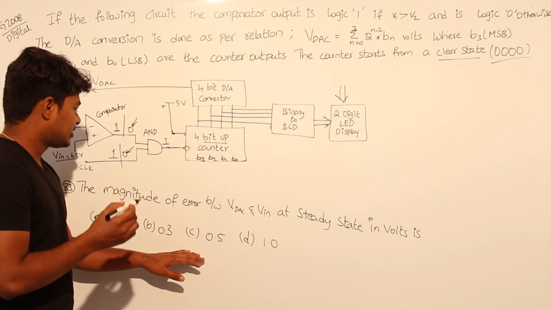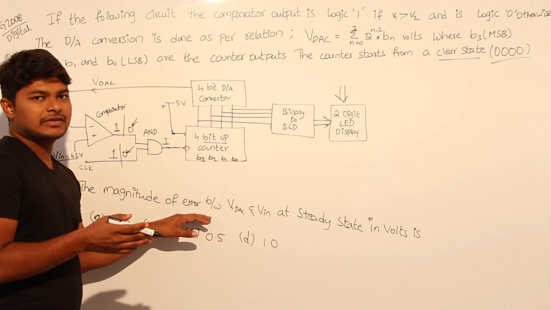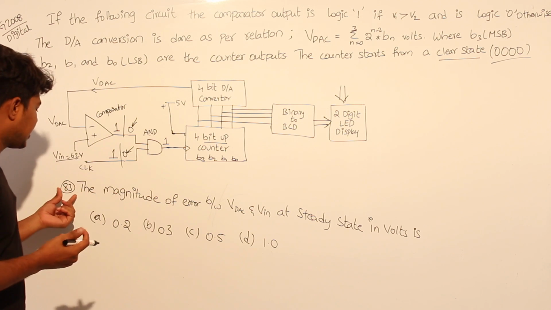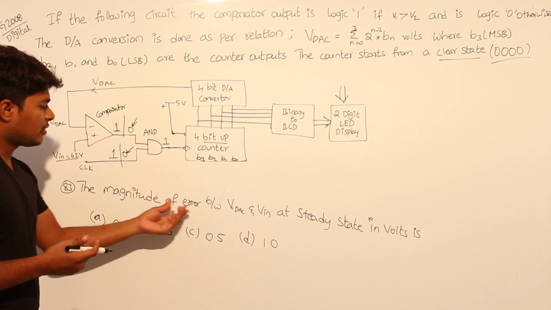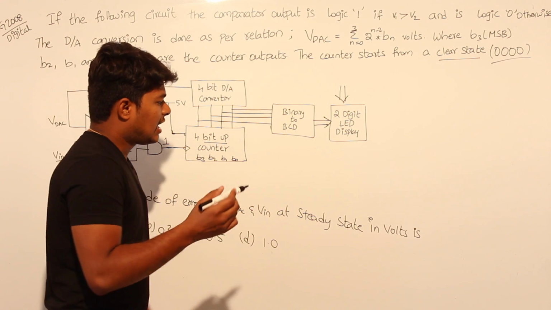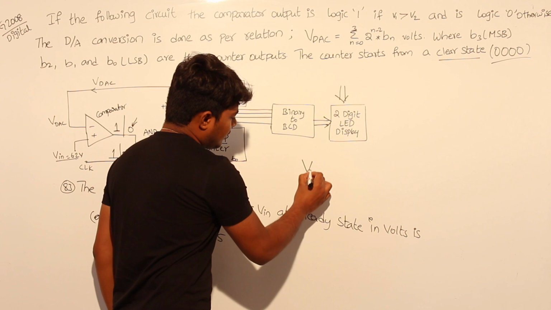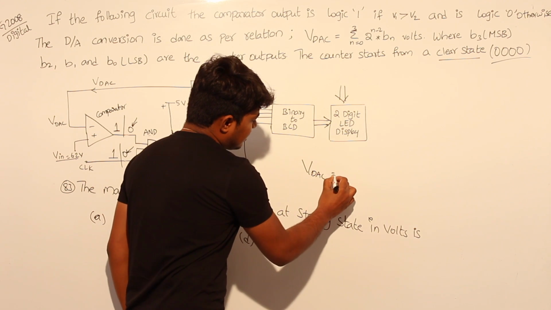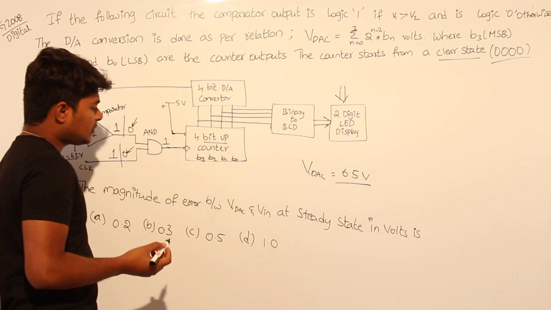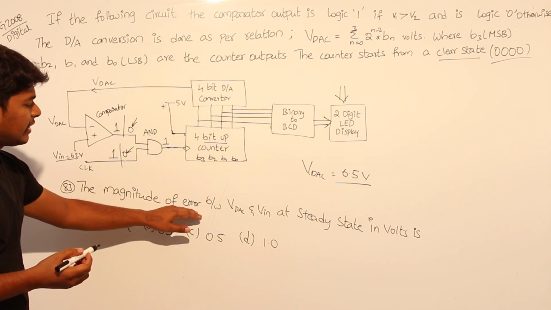This was the first question. From it we have seen what the steady state is. Now this is the second question they have asked: the magnitude of the error between VDAC and Vin at the steady state. At the steady state we have got VDAC as 6.5 volts.